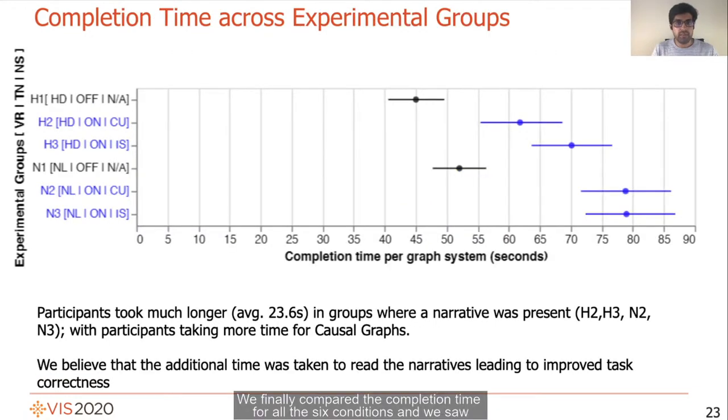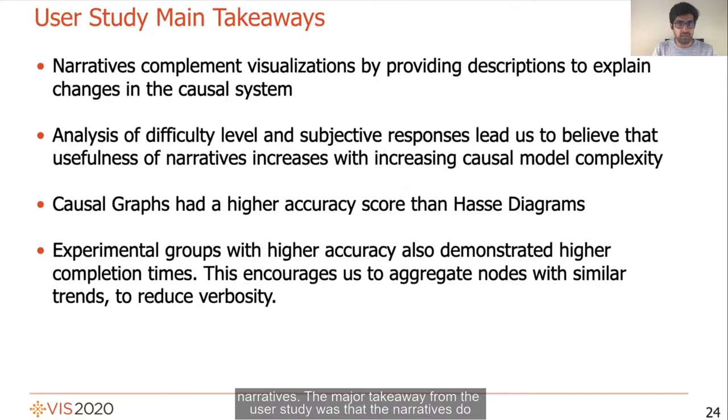We compared the completion time for all the six conditions, and we saw that the conditions with narratives took longer time to answer questions, and we attribute this higher time to the time it took to read the associated narratives. The major takeaway from the user study was that the narratives do complement the visualizations by providing explanatory text snippets. The fact that causal graphs had a higher accuracy score than the Hasse diagrams drove us to use them as the visualization medium in the CauseWorks system.